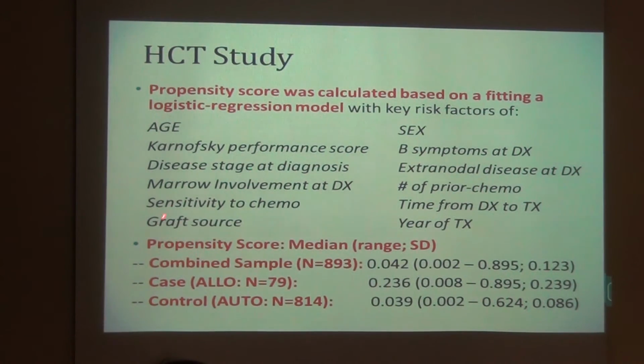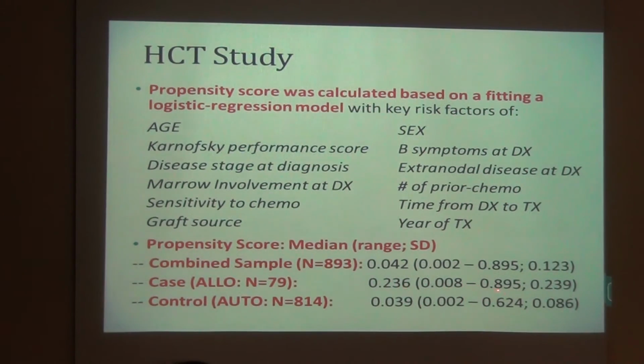So here, in this data set, with propensity score, we calculated that the combined median is 0.04, ranging from almost zero to 9.90, and the standard error is 0.123. In the case group, you can see this is the mean and this is the range, and they're quite different because they are treating different patients.